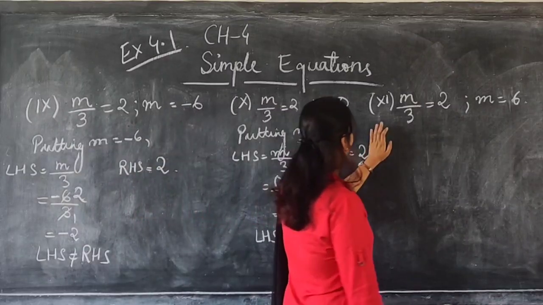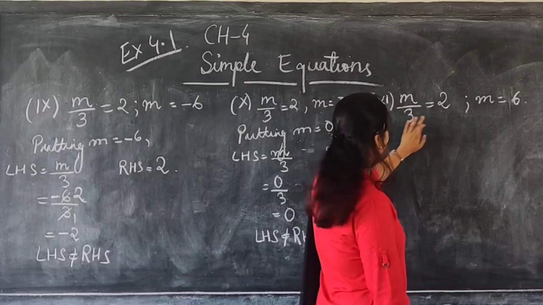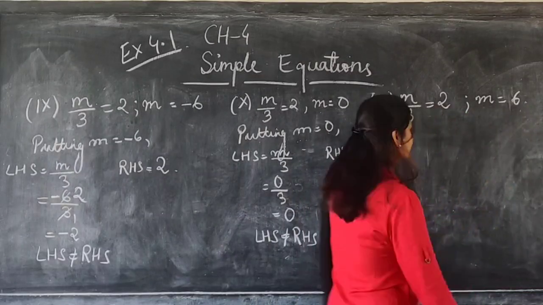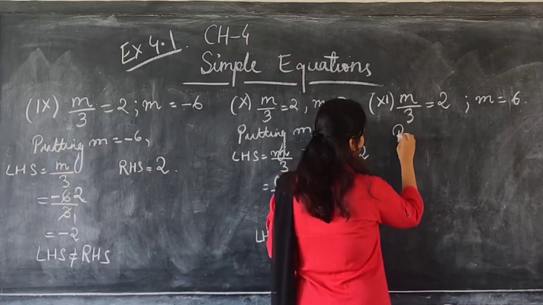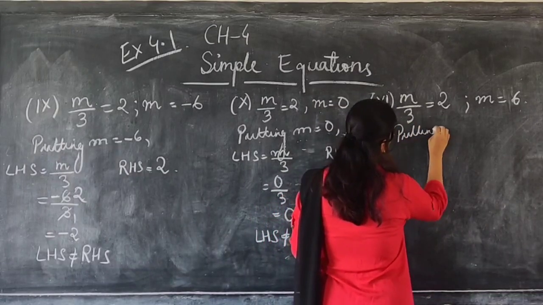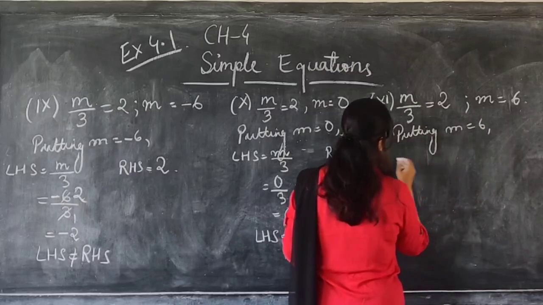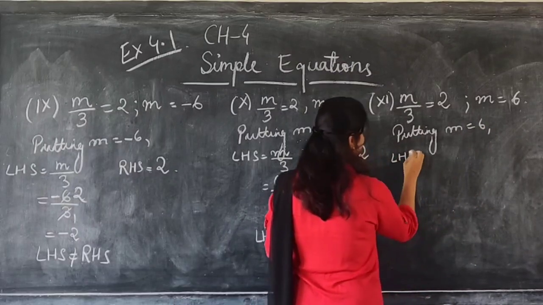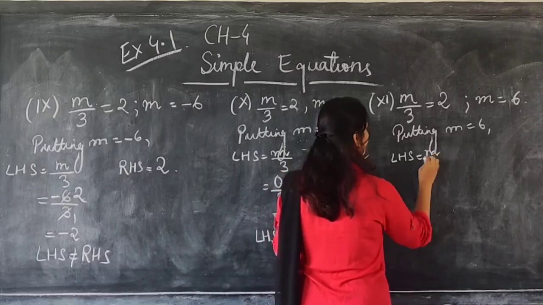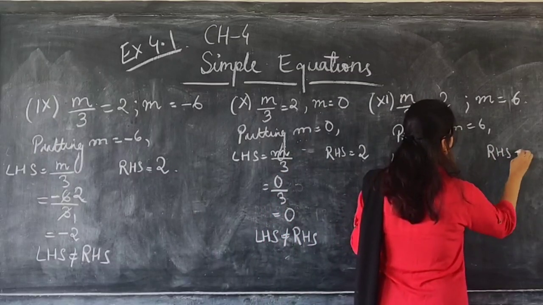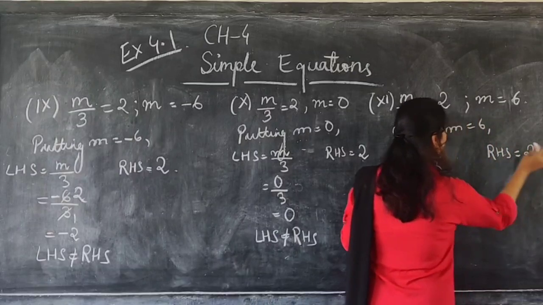Next, see question number 11. M by 3 equals 2 when M equals 6. So the value of M is 6. So write, putting M equals 6. So left hand side equals M by 3, and your right hand side is equal to 2.